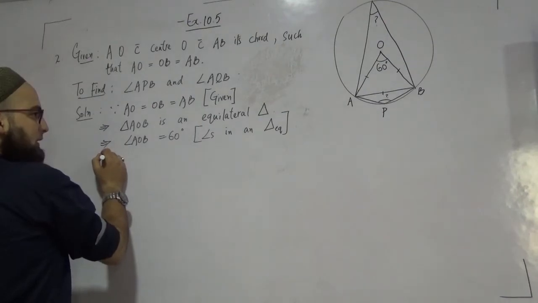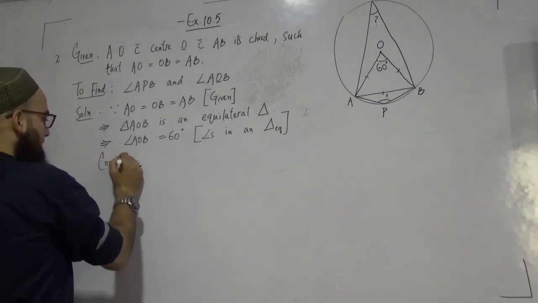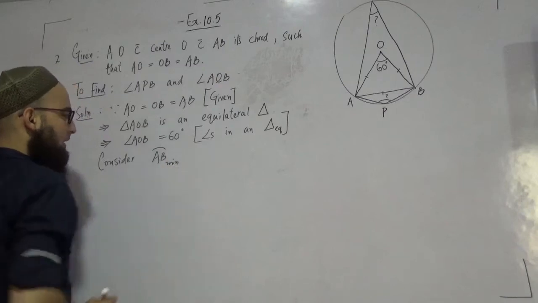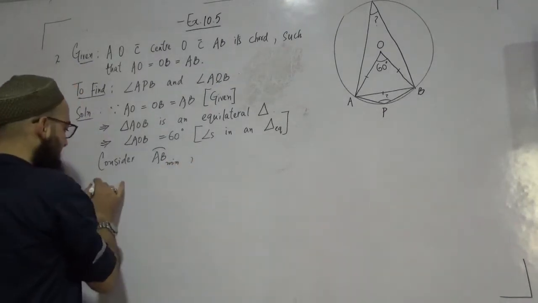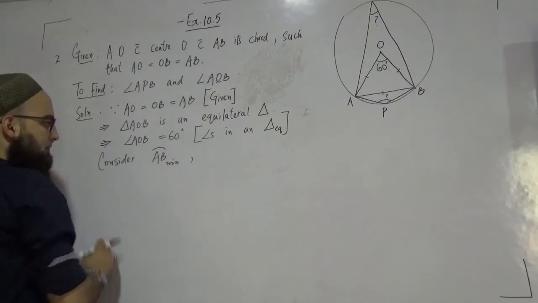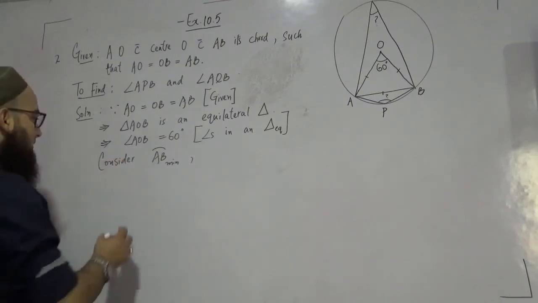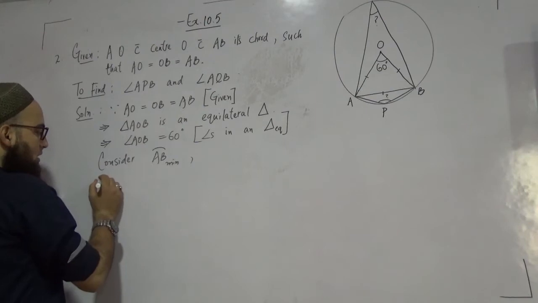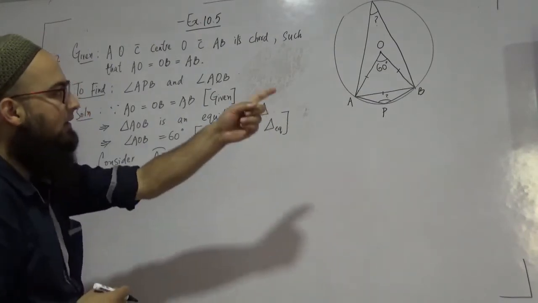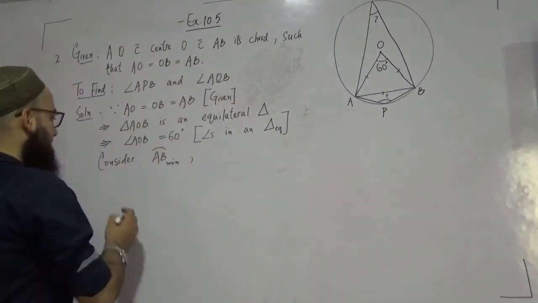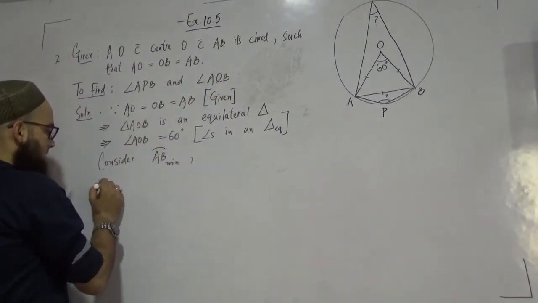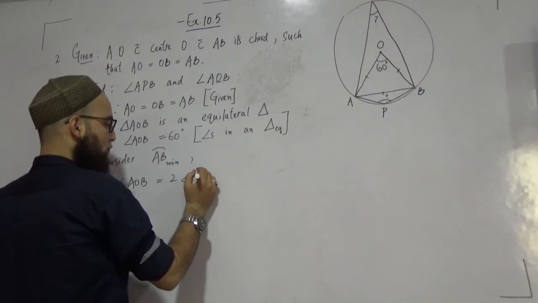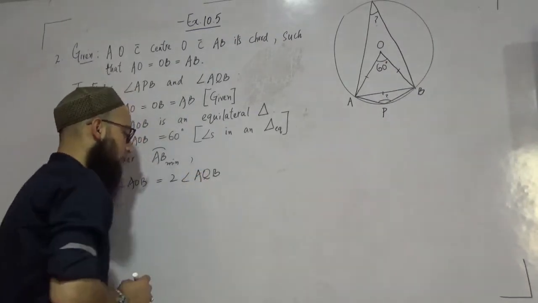Now if angle AOB is 60 degrees, consider AB minor arc. For AB minor arc, angle AOB is equal to twice angle AQB.